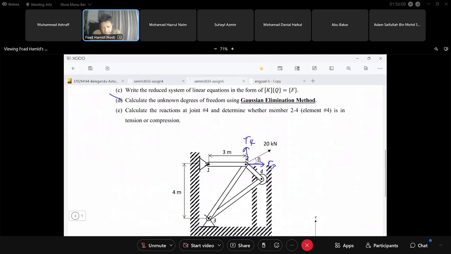Now there's another question that we need to calculate. Calculate the reaction at joint 4. Okay. Joint 4.